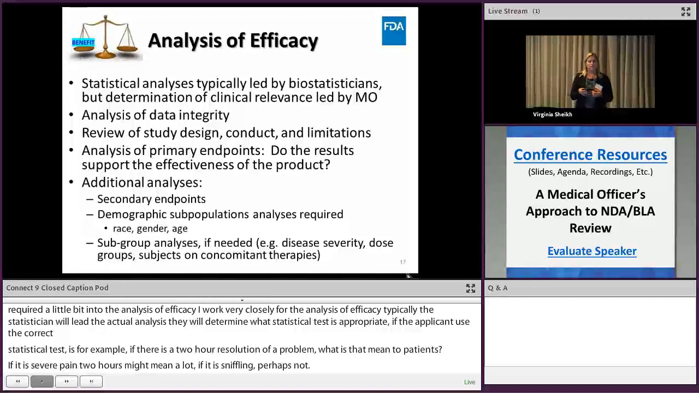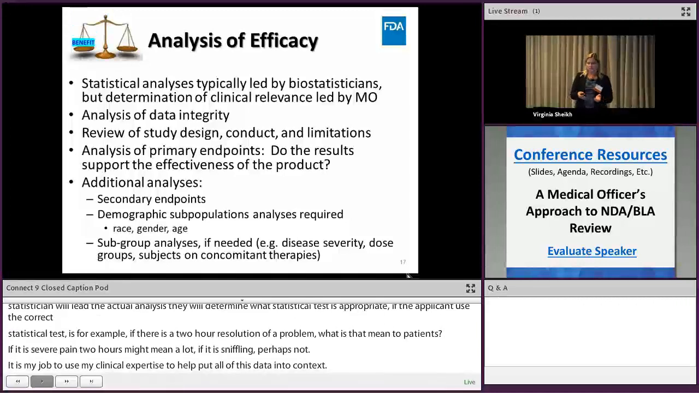So we'll be reviewing the data integrity. We'll review the study design, the conduct, and the limitations of the study. We'll perform the analysis of the primary endpoint and think about whether the results support the effectiveness of the product. Then we'll also perform additional analyses. We'll look at the secondary endpoints and see, are they lining up with the primary endpoints? Does this seem to tell the same story about this product, about its effectiveness?